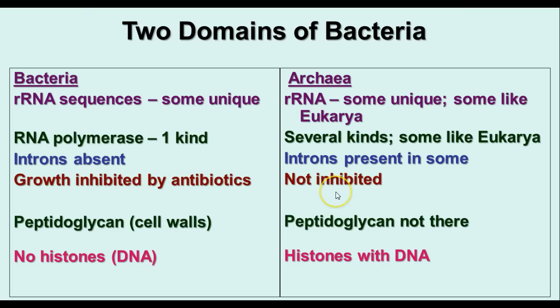The growth of Archaea is not inhibited by antibiotics. They don't work on them at all because the antibiotics generally interfere with the formation of cell walls in bacteria, and the cell walls of Archaea are different. They do not have peptidoglycan like the cell walls of the bacteria. And they have histones with their DNA. Again, there are a lot of things about Archaea that are more similar to eukaryotes than they are to the other group of bacteria.